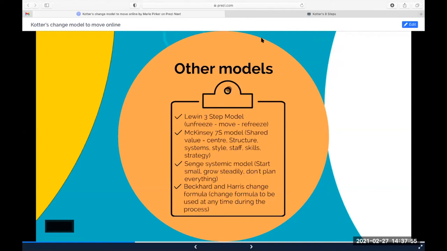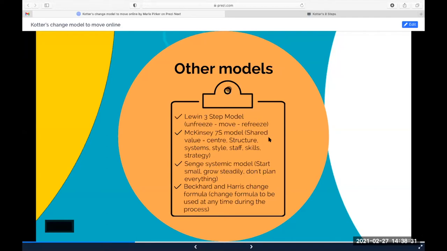Other models that are quite common that you might have heard about already: Lewin's 3-step model is quite easy as well. We unfreeze the current situation, we make the move for the change, and then refreeze when the change is finished. The McKinsey 7S model is another one that we had looked at. It's a little bit more circular. In the middle of the model are the shared values, and around the shared values the changes happen in the structure, the systems, the style, the staff, the skills, and the strategy. So it's very similar to Kotter, but not linear, rather circular.